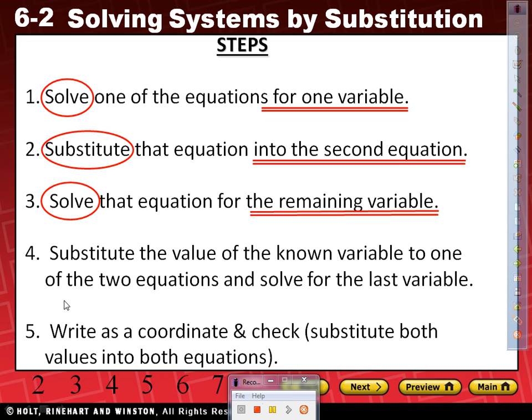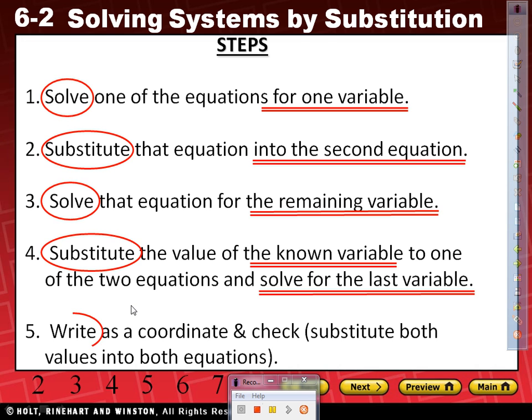Step four, substitute the value of the known variable into one of the two equations and solve for the last variable. And our last step, write as a coordinate and check.